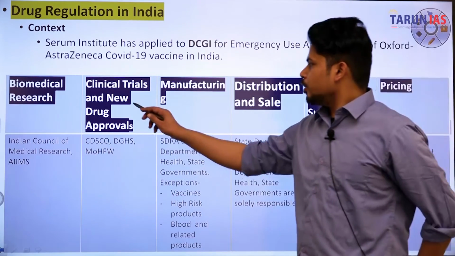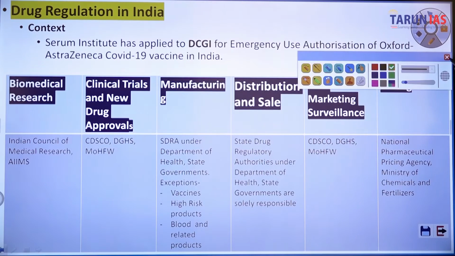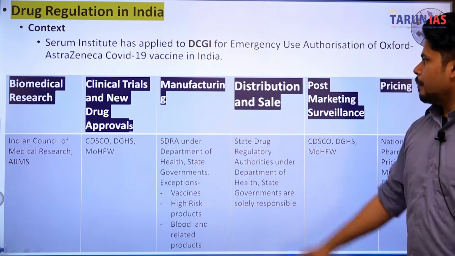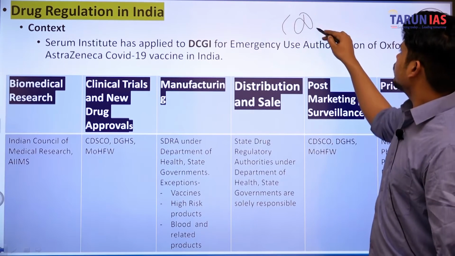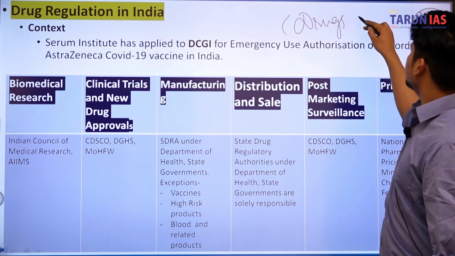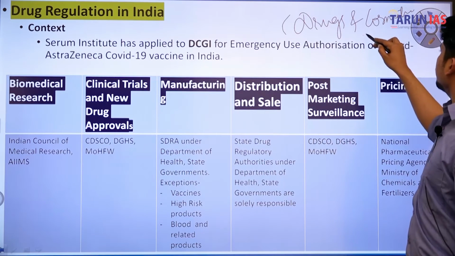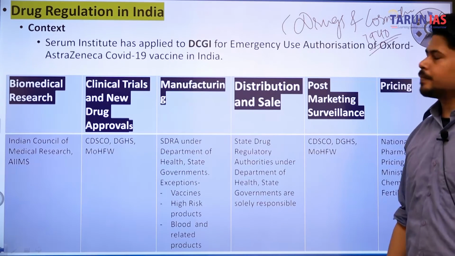So clinical trials and new drug approvals are maintained by the Central Drugs Standard Control Organization, which is under the Ministry of Health and Family Welfare. Manufacturing is under the Drugs and Cosmetics Act. The Drugs and Cosmetics Act, 1940, is the act that governs all this process in India.